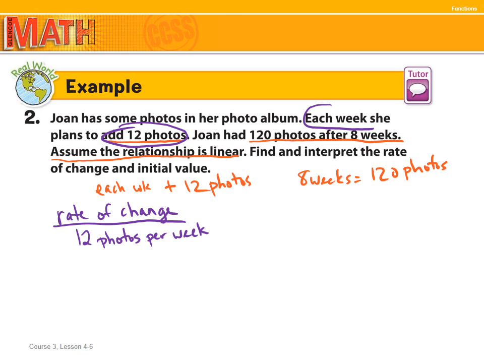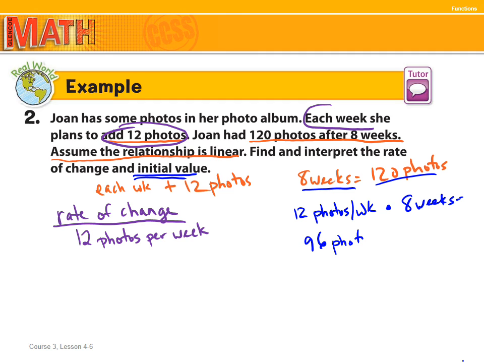They want us to also find the initial value. So we know that she had 120 photos at week number 8. And she's been adding 12 photos each week. So I'm going to take my 12 photos per week, or my rate of change, multiply that by 8 weeks, and see what I get. 12 times 8 is 96 photos. So she added 96 photos. She has 120 at the end of 8 weeks.